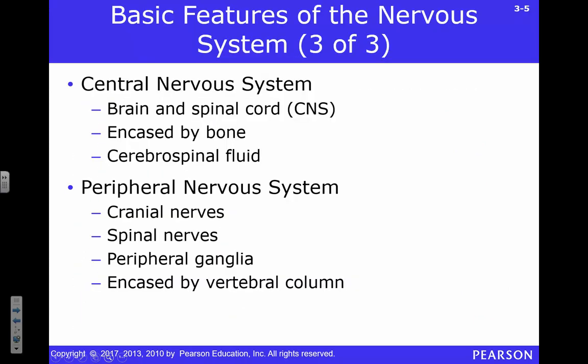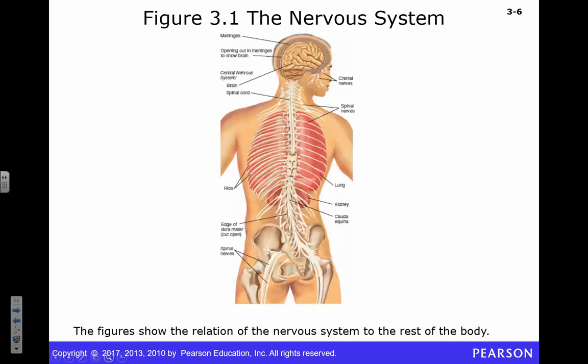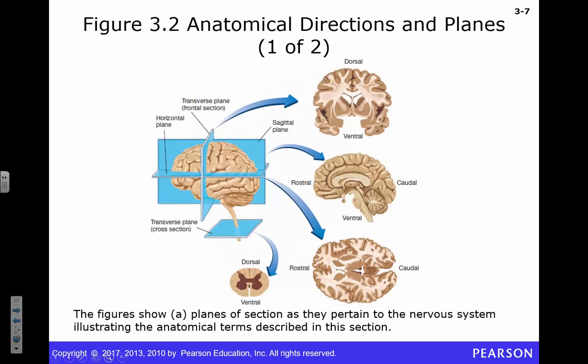There's that central nervous system again. We already talked about this. Central versus peripheral: brain and spinal cord, definitely encased by bone, and you've got cerebrospinal fluid or CSF. Your peripheral nervous system is all those nerves and ganglia. Not a big deal. There we've sliced your brain into different sections. You can have an idea: coronal, sagittal, and horizontal.